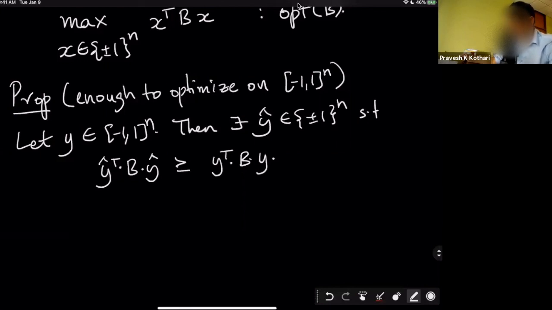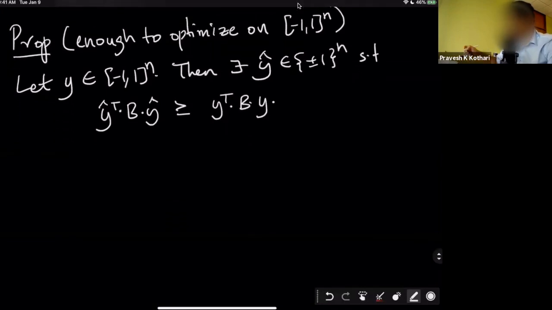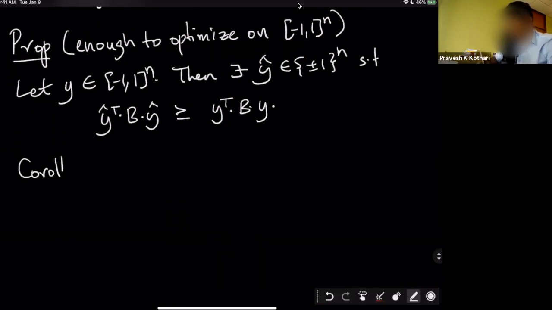Basically, I'm going to prove to you that whatever you can achieve via any fractional point inside this hypercube, I'm going to be able to achieve at least the same value with a point on the corner of the hypercube. Before proving this very simple proposition though, you agree that it immediately implies that opt of B is non-negative?